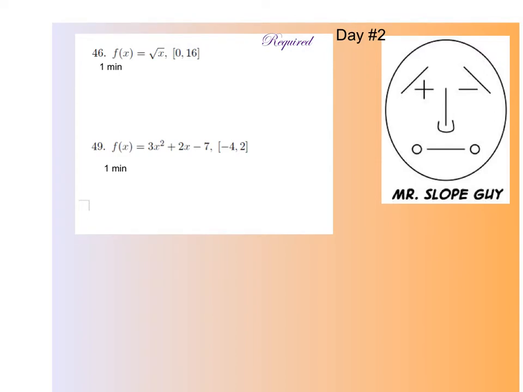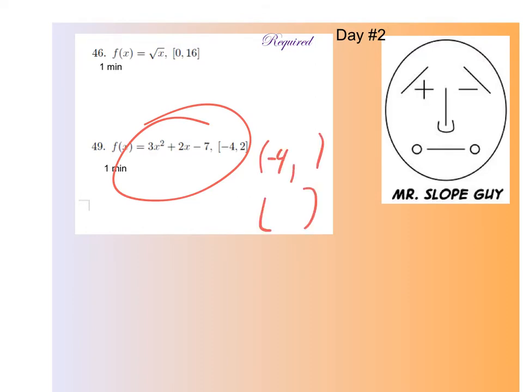46 and 49. This seems big, but it's the same exact concept. You just need to get 2 points. Starting at -4, starting at 2. See what you get for your y's.